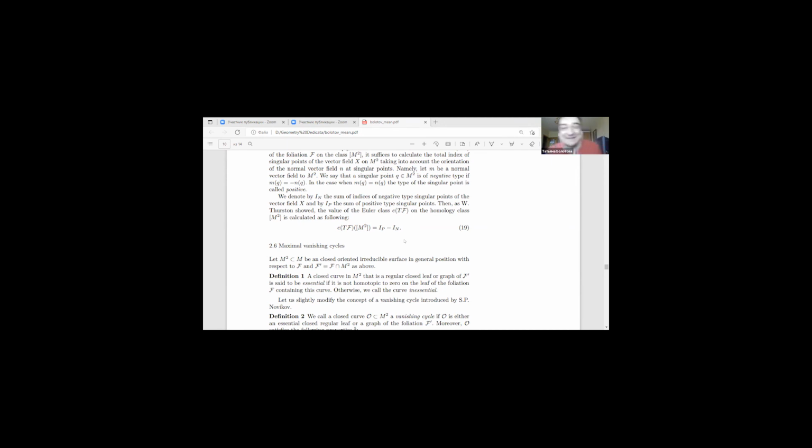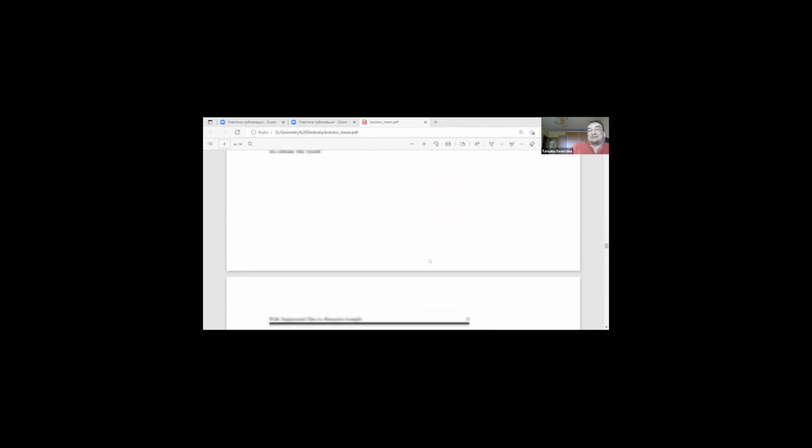To calculate this Euler characteristic is the aim of this article, and it is rather difficult, but it exploits some geometrical properties of our foliation, for example, some properties of geometry which arise on Reeb components. So thank you very much.